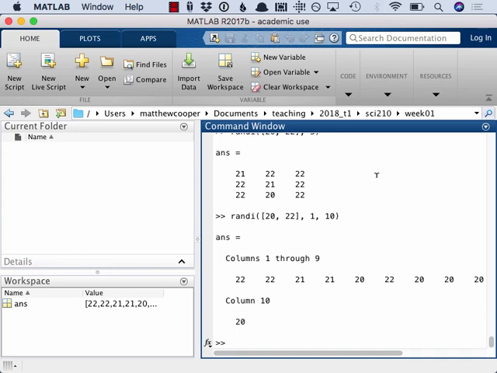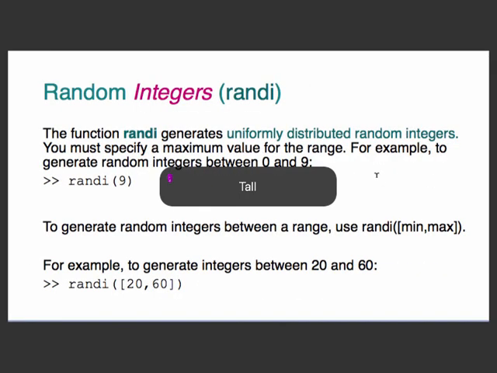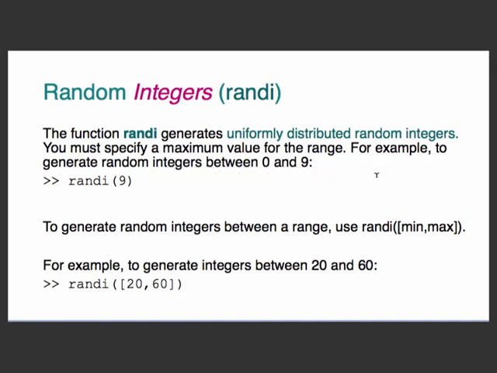So that's how we can generate random numbers. Well, pseudo-random numbers, as we would call them. Not truly random numbers, but for our purposes, it's fine.